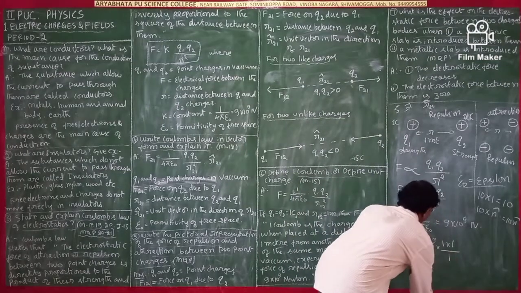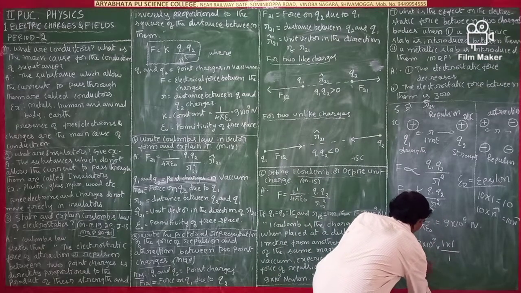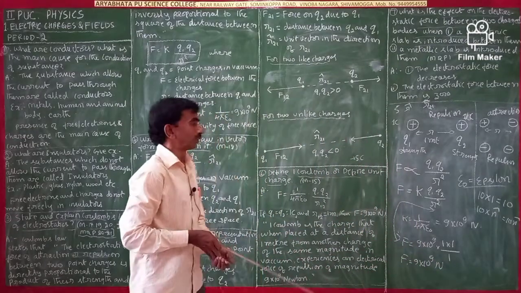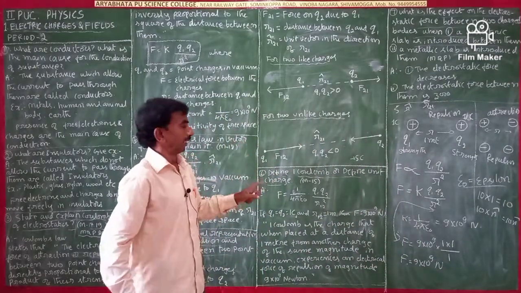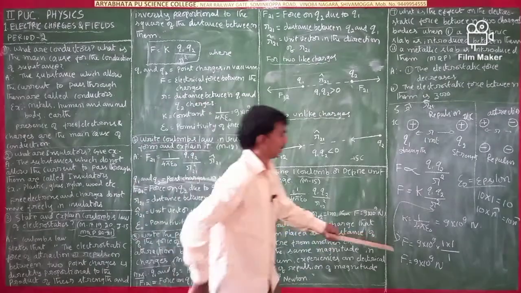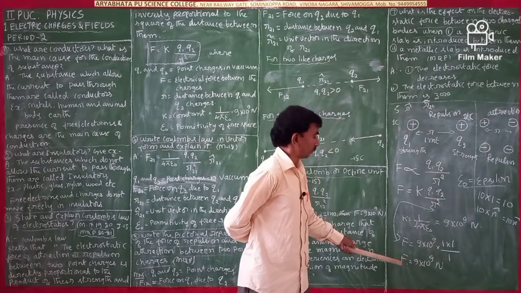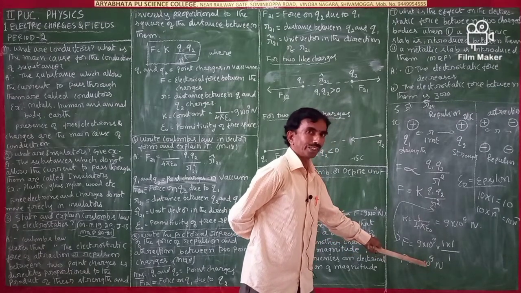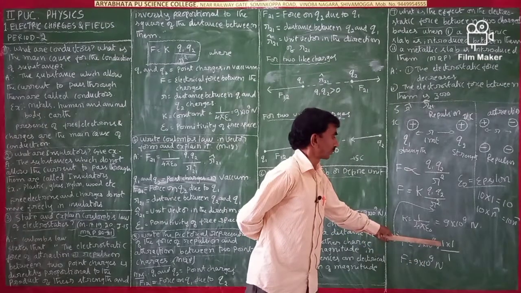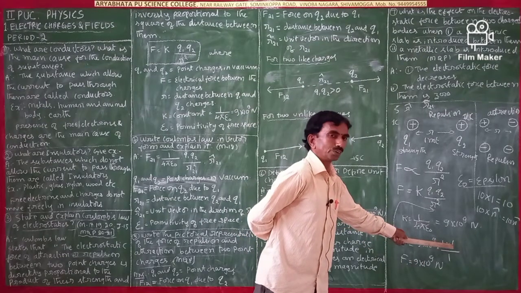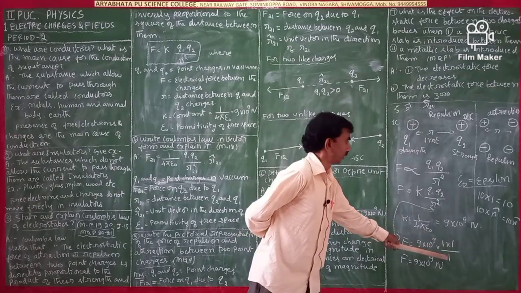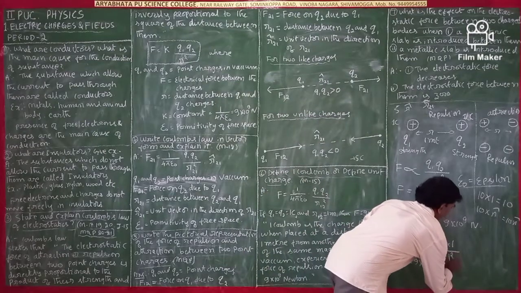1 meter. Then this value becomes 9 into 10 to the power of 9 Newton. This is Newton. F is equal to 9 into 10 to the power of 9. We have to convert this into unit form. So unit charge means 1 Newton, a force becomes 1 Newton. Force becomes 9 into 10 to the power of 9 Newton when a unit charge, 1 Coulomb of charge, and another 1 Coulomb of charge of the same magnitude are placed at a distance of 1 meter, 1 meter square.